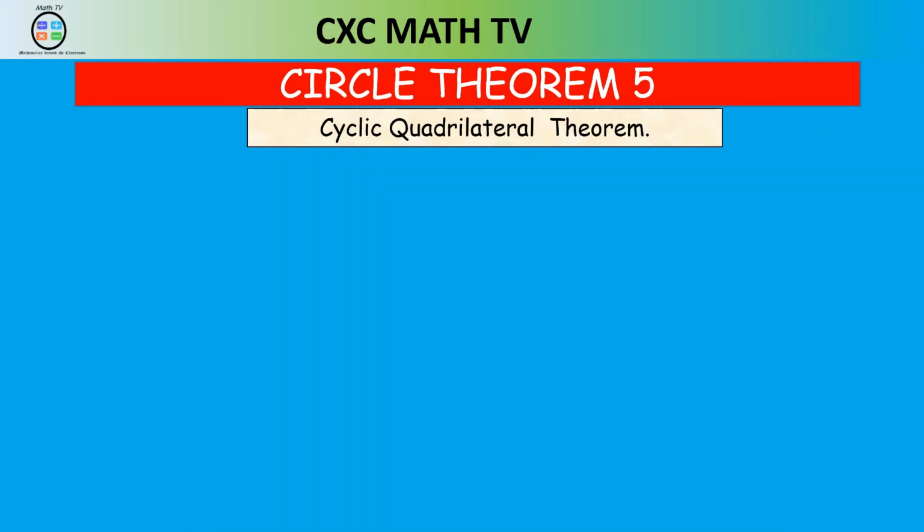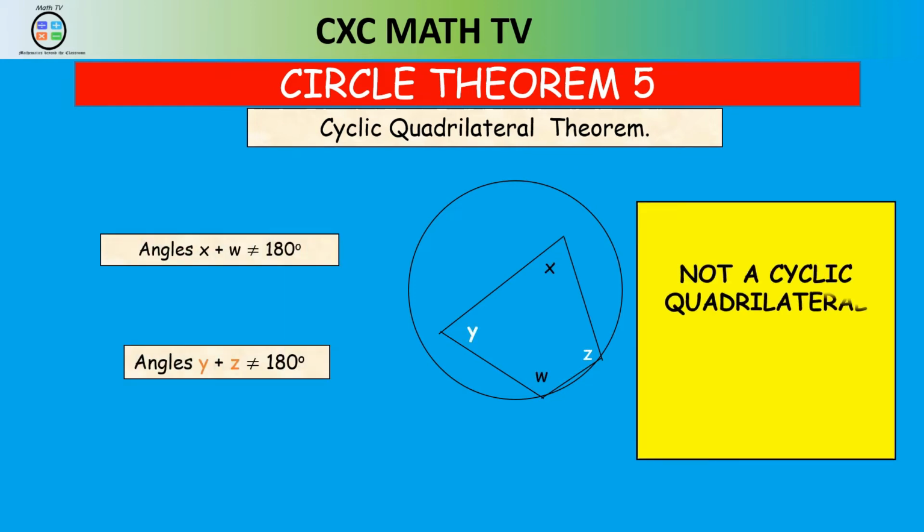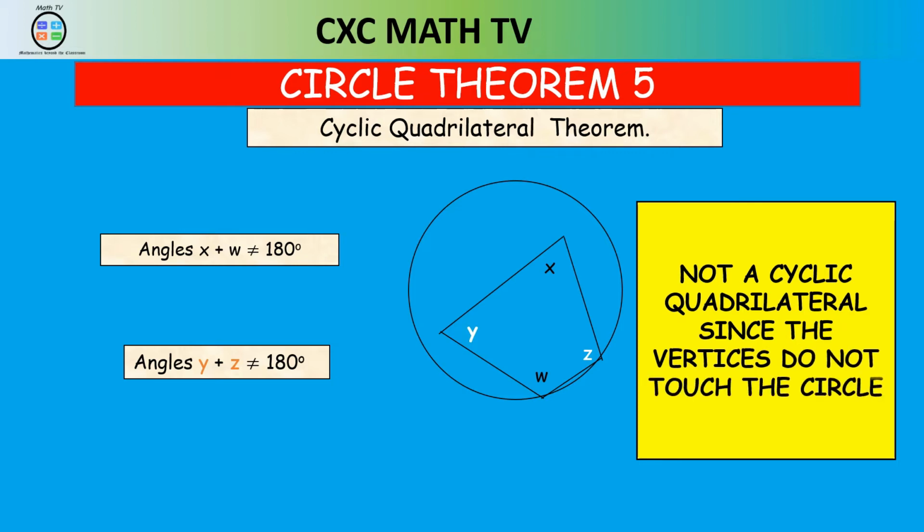Now notice, if you're given a quadrilateral right here inside the circle, but all 4 points do not touch the circle, meaning the vertices of the quadrilateral do not touch the circumference of the circle, then it is not a cyclic quadrilateral. So in this case, x plus w is not 180 and y plus z is not 180. Alright?